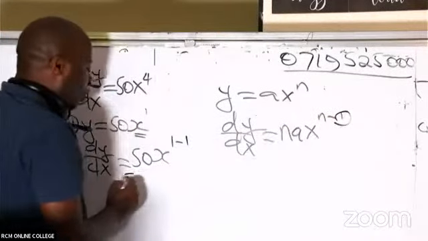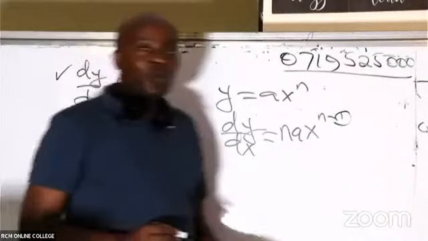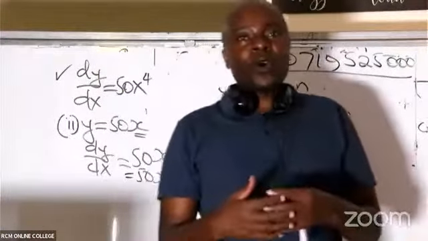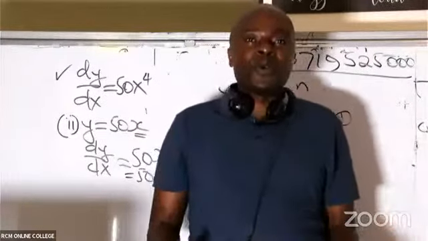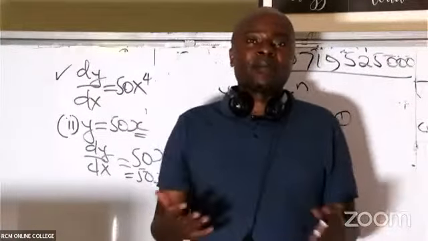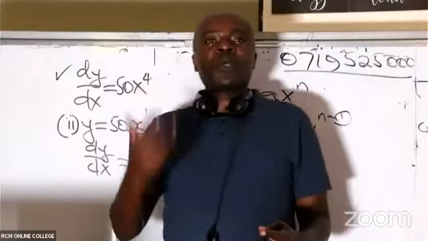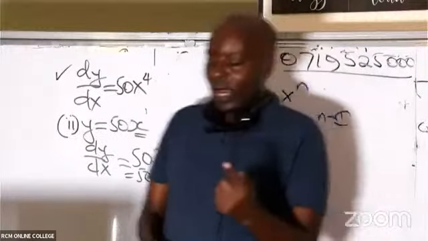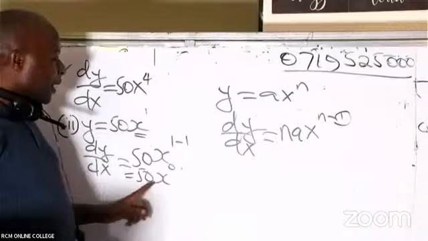So this one here will be 50x raised to power 0, ladies and gentlemen. Any number or letter raised to power 0 is just hot air. I'm better off not writing it, because x raised to power 0 is the same as 1. So in that case, this will be 50 times 1.